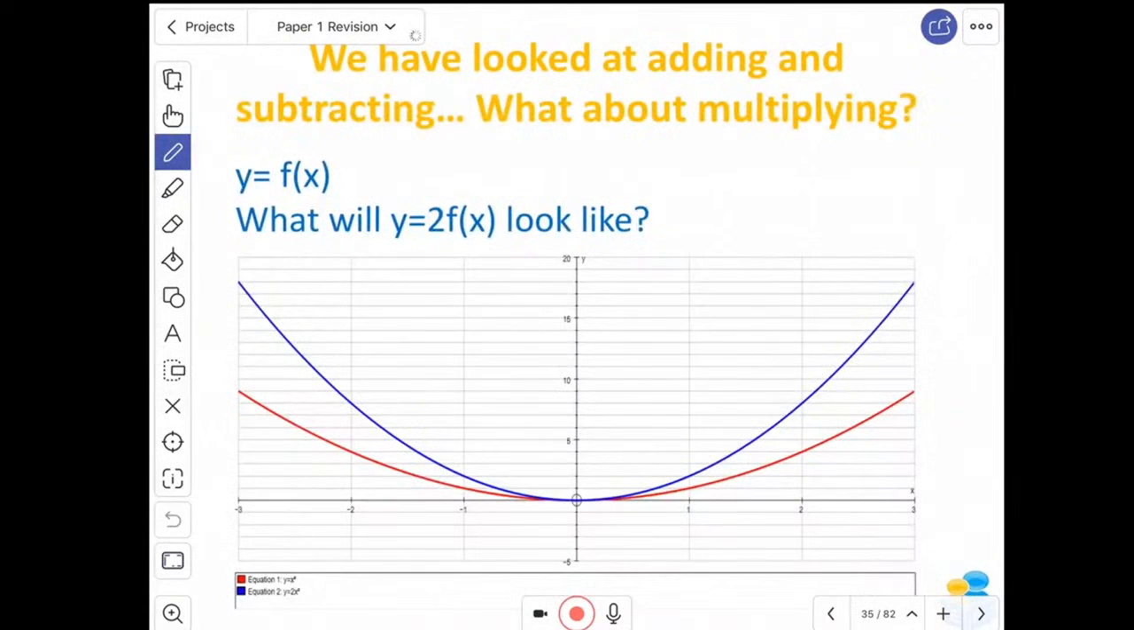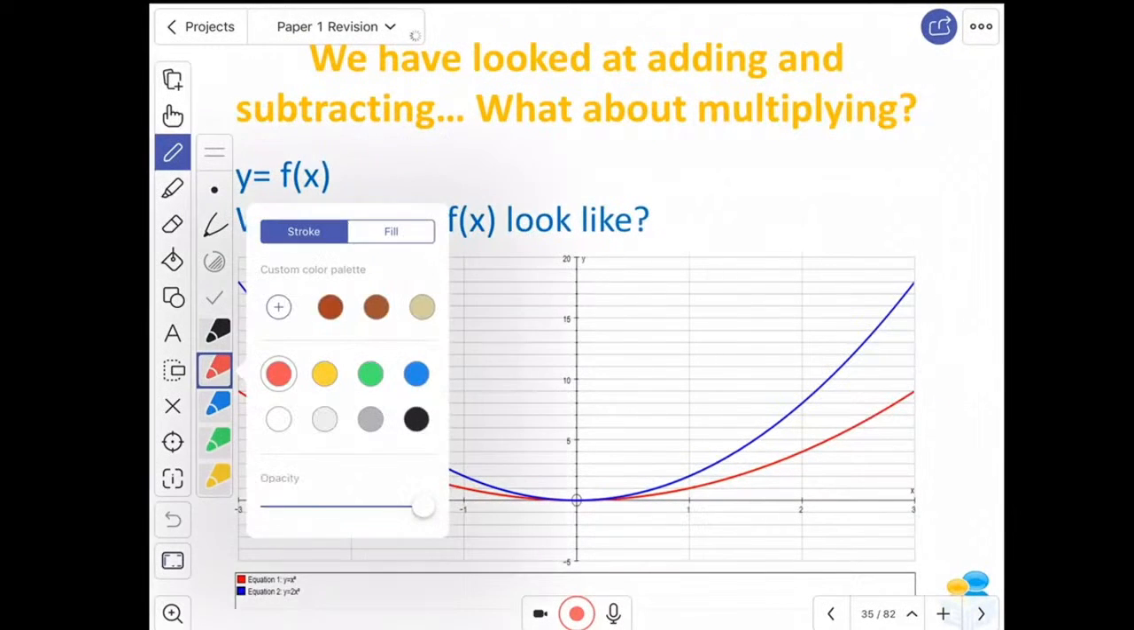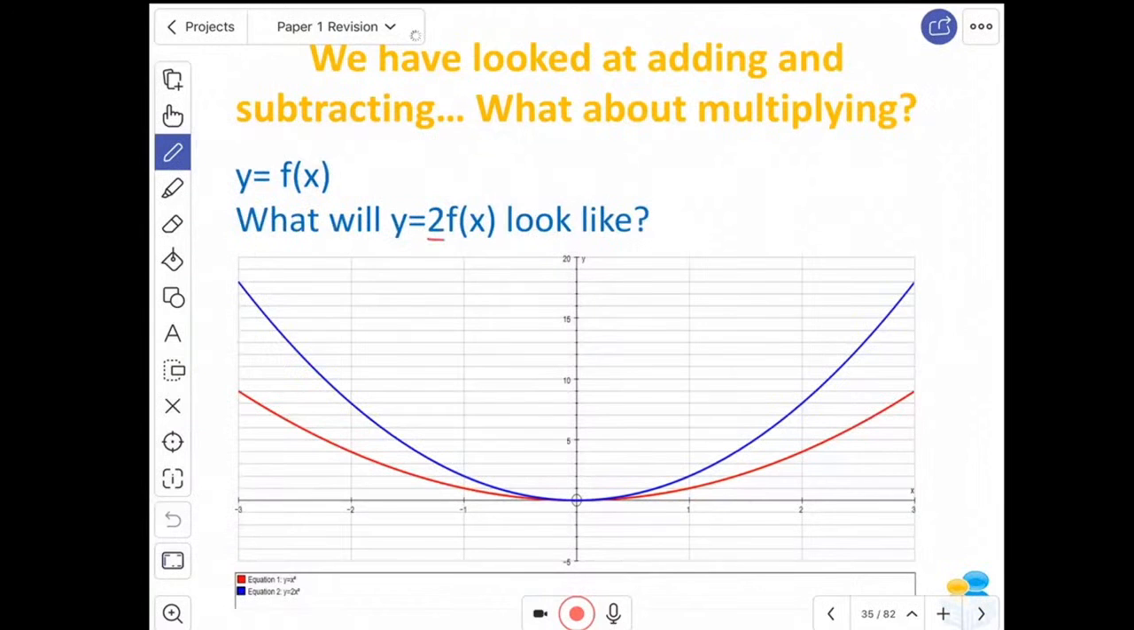Moving on then, if we have a number that's outside the bracket again, but this time it's stuck onto the f(x). You need to remember in algebra, when things are stuck onto each other, it means that they're being multiplied by each other. So this is saying 2 multiplied by f(x). So again, as usual, it's outside the bracket, so it will change the y values, and it does exactly what you expect it to do, which means you multiply them all by 2.